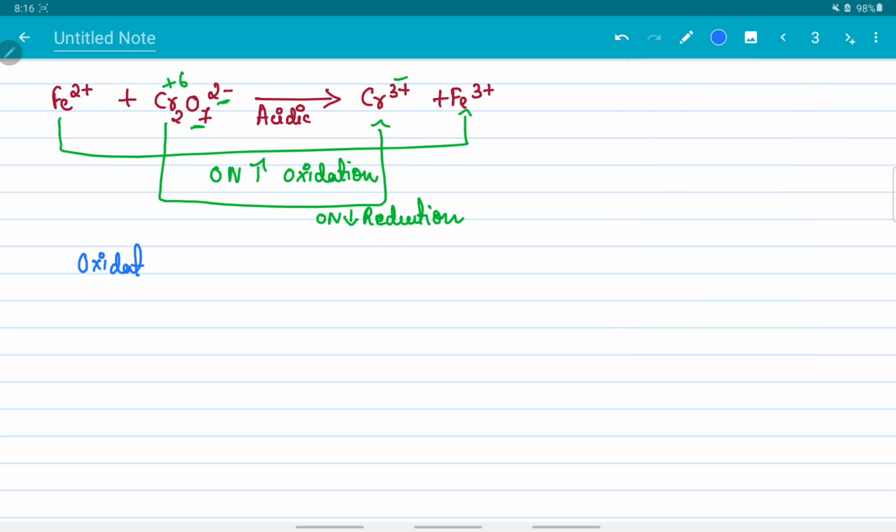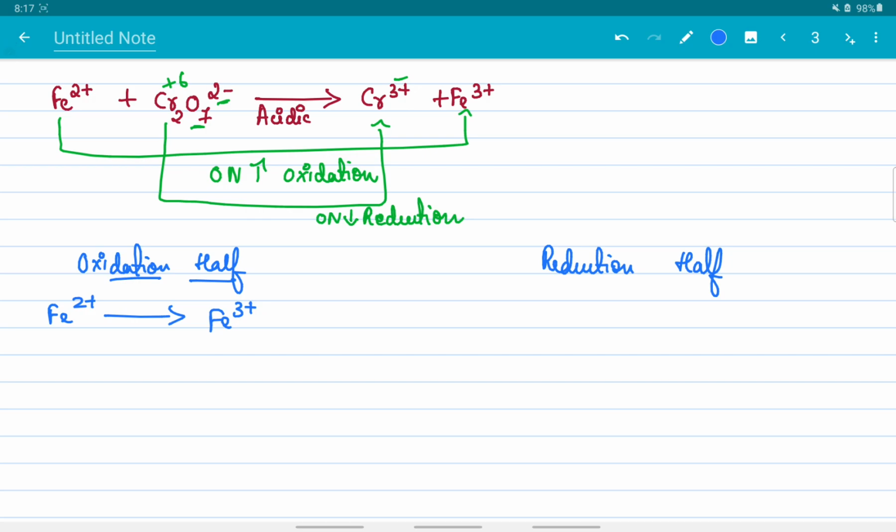So let me first write the oxidation half, and here we will do the reduction half. Now for the oxidation half, you only write the part that is undergoing oxidation. So Fe2 plus is getting oxidized to Fe3 plus. That is our oxidation half.